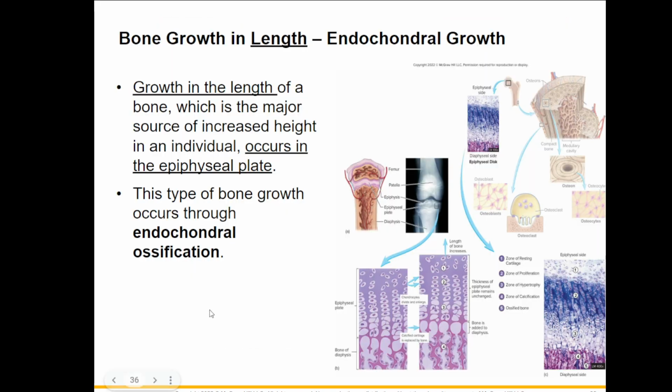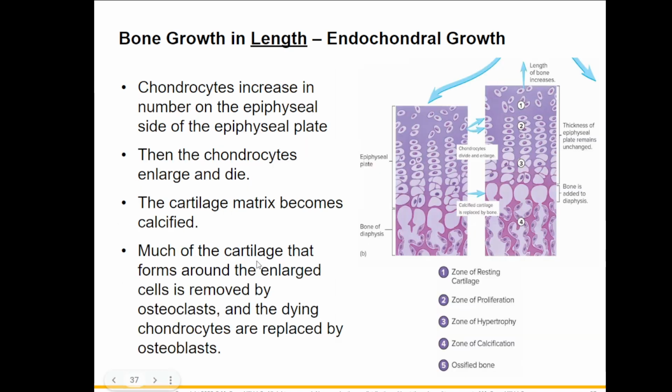All right. So next is bone growth in length. When we call bone growth in length, it is also called endochondral growth. Endochondral because remember, this is where the epiphyseal plate is found. So the growth in length of a bone, which is the major source of the increase in height, occurs in the epiphyseal plate. And this bone growth occurs through endochondral ossification, as mentioned earlier.